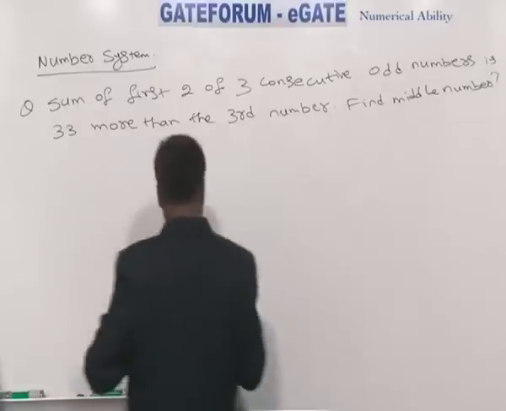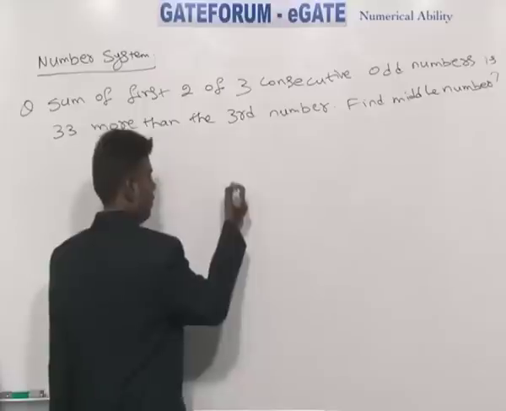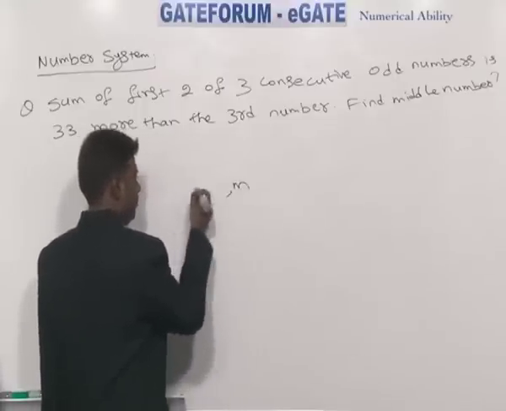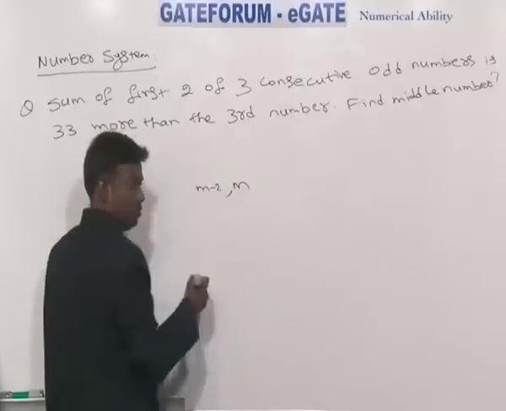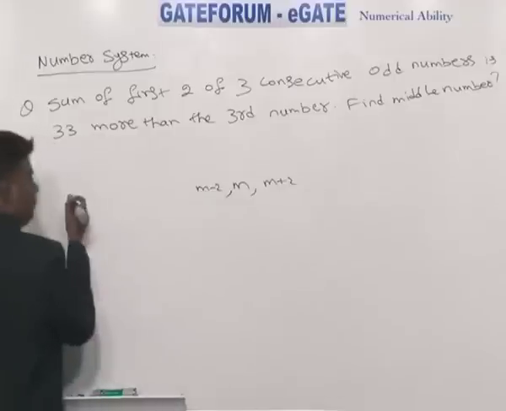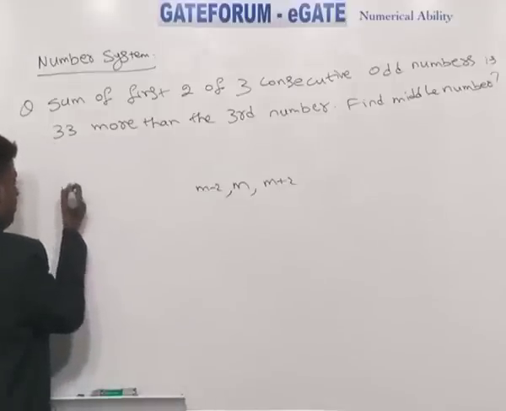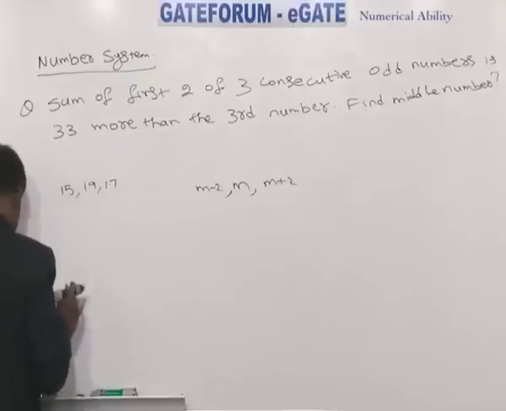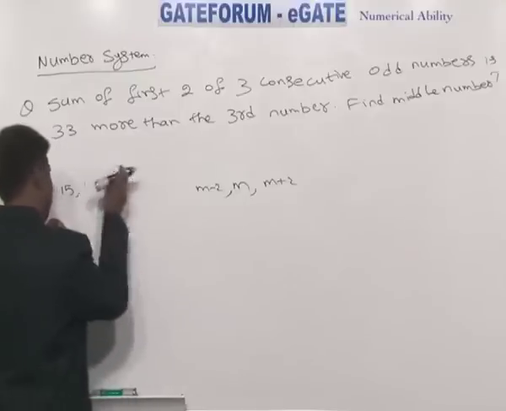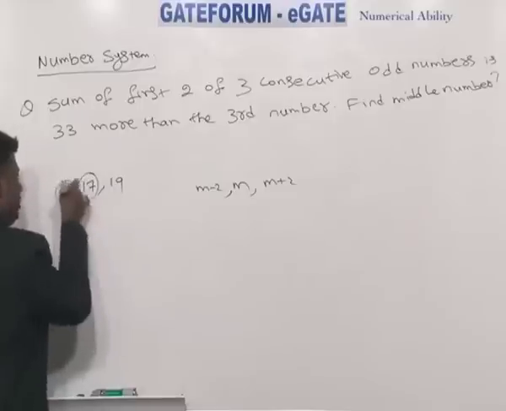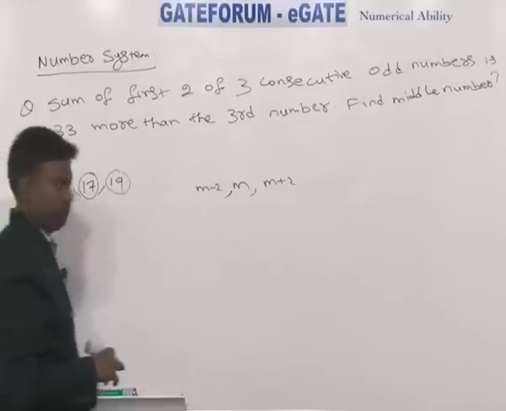Okay. So if you observe, the middle number, let us say, is m. Its before number would be 2 less and its next number would be 2 more. Let us consider an example: 15, 17, 19. If you say this is the middle number, this is 2 less, this is 2 more.